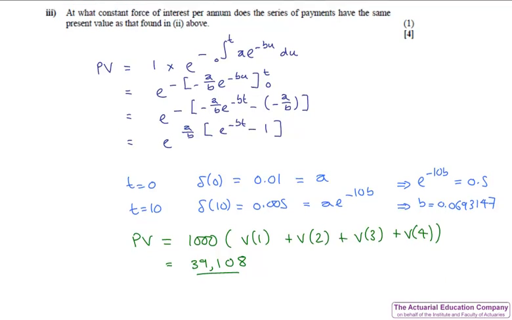For the final part of the question, we're asked what constant force of interest gives the same present value as part 2. So if we use a constant force of interest of delta, then the present value of those payments will be 1,000 times e to the minus delta plus e to the minus 2 delta, and so on. We equate that to our 39,000 figure and then solve for delta.